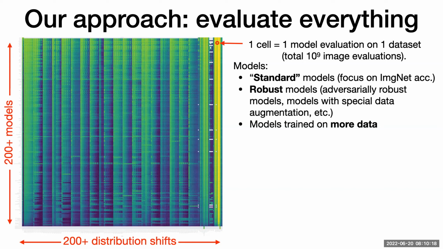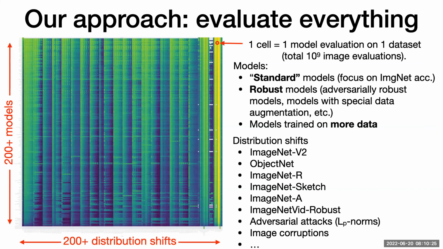Okay, so this is the model dimension of the testbed, and then on the x-axis, the distribution shifts. Again, we collected what's out there, so all the ImageNet variations that people collected, like ImageNet v2, ObjectNet, ImageNet R, and so on. Then we also have various kinds of adversarial attacks, L2 norm, L infinity norm, different strengths of these perturbations in the testbed, image corruptions, and so on. Okay, so there's a lot in this matrix, right? Every cell in this matrix corresponds to evaluating one model on one test set.